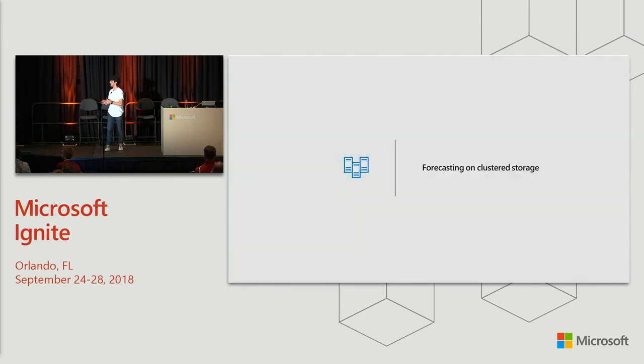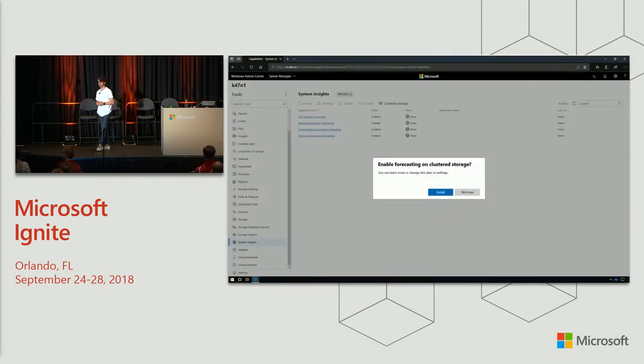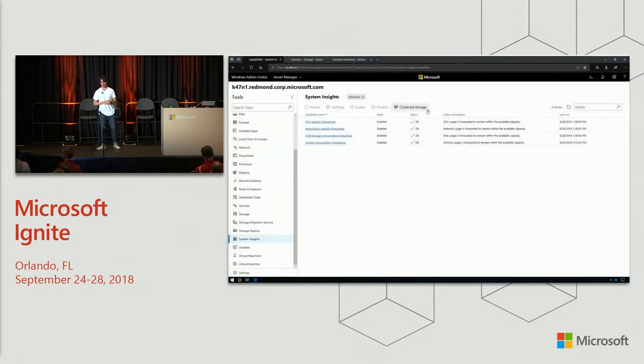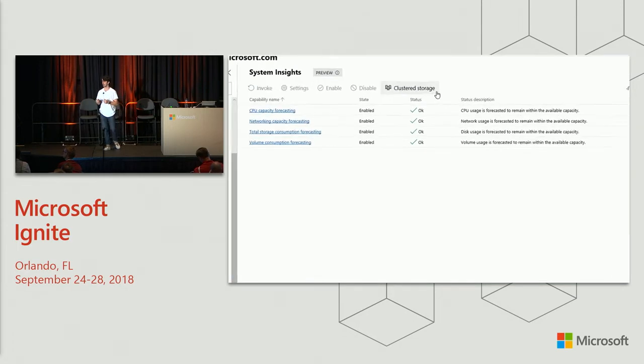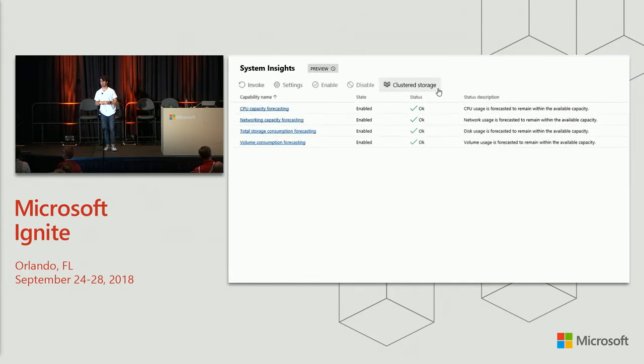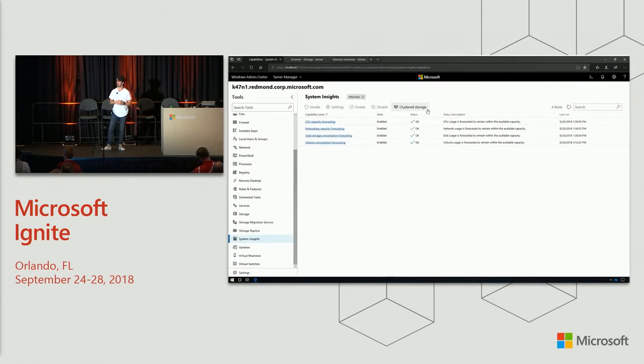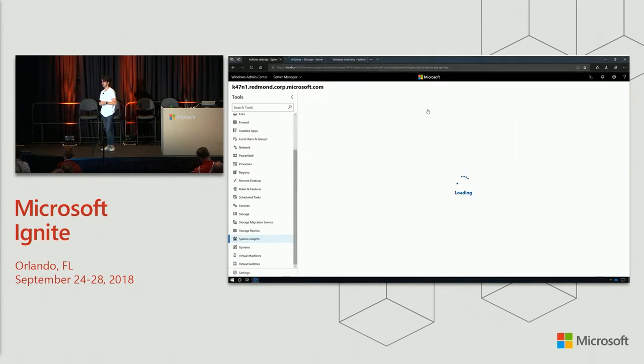Now, the default behavior of System Insights remains unchanged, but I want to show you how you can actually enable that. And all this functionality is already in the latest Windows Admin Center GA release. So first, if you've just installed System Insights and you have failover clustering enabled on your server, you'll be presented with this dialog. You can configure this right now, or you can actually manage these settings anytime using the new clustered storage button located at the top of the screen. This button will only be visible if you have failover clustering enabled on your server.